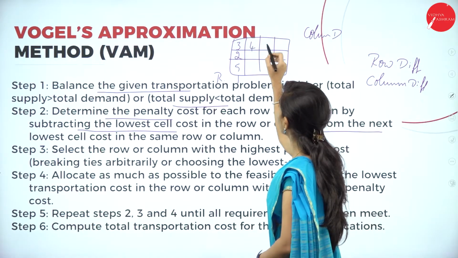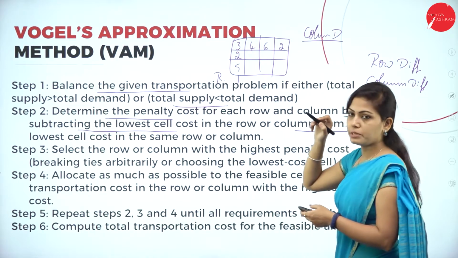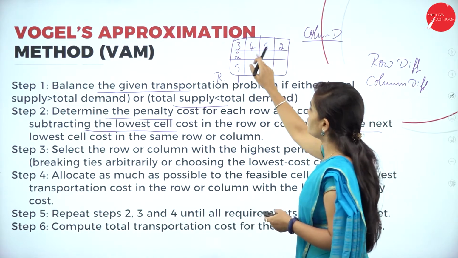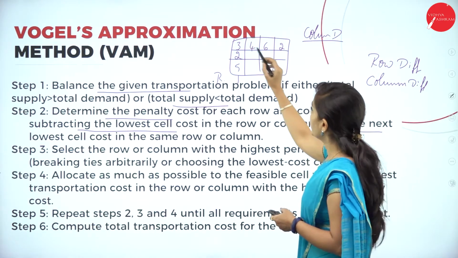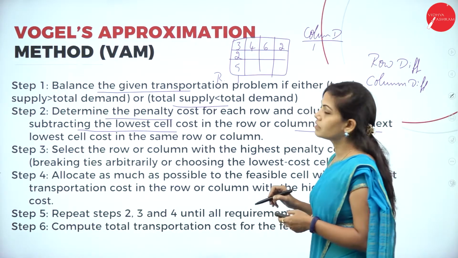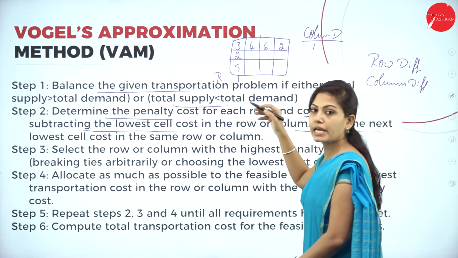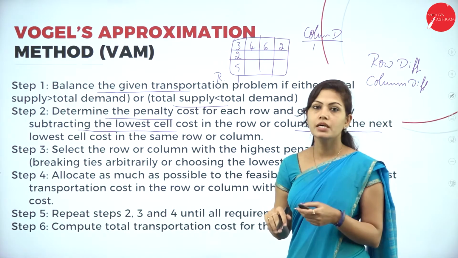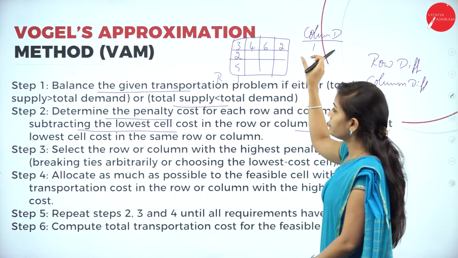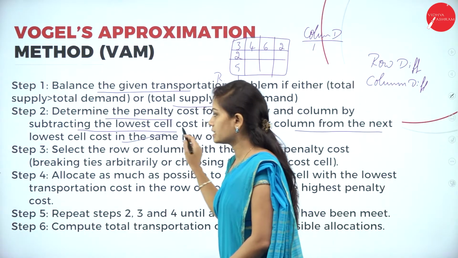And for finding the column difference, we check the column values 3, 4, 6, 2. The first two least values are 3 and 2. Again you get 3 minus 2 is 1. Then again you have to find the second row difference, and the third column difference. Like this we can find the column difference and row difference. That is the second step.